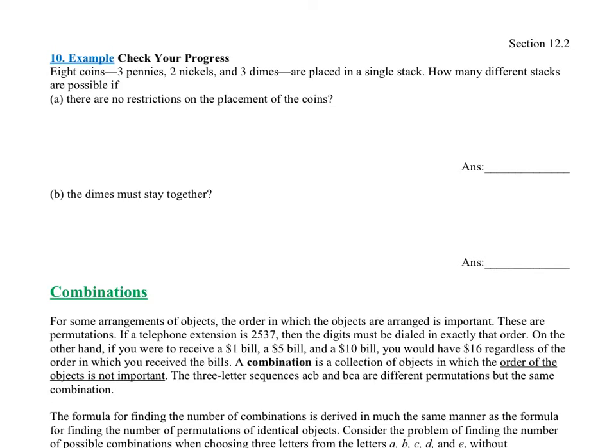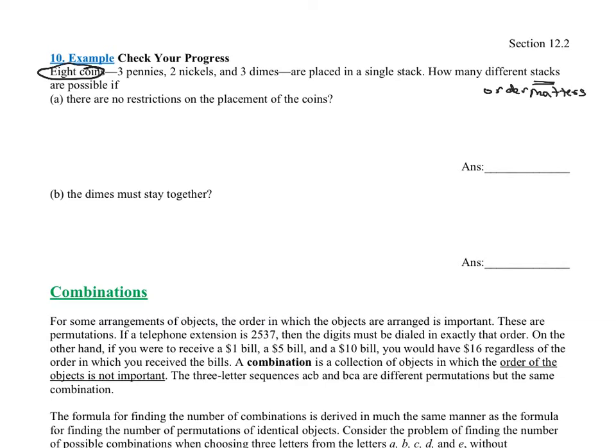Okay, so let's read this next one. It says there's 8 total coins, so that's our total amount right there. It says 3 pennies, 2 nickels, and 3 dimes are placed in a single stack. How many different stacks are possible? Because it's stacking it, order matters.